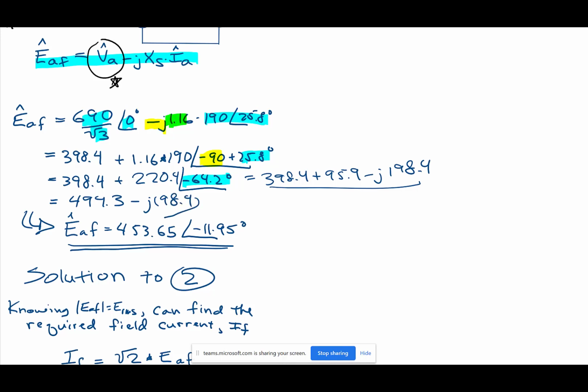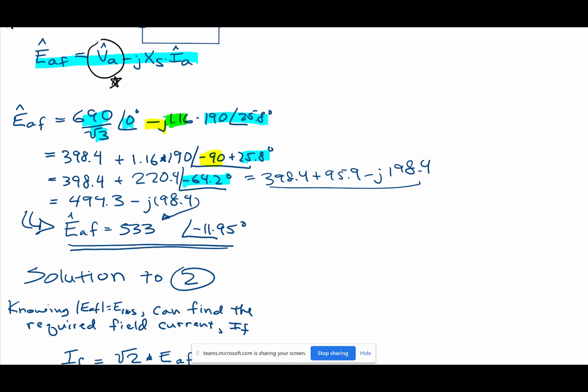And then let's convert it back into polar form by taking the sum of the squares, square root. 532.6. I'll just round it up to 533. And then the angle will be the inverse tangent of the ratio of the imaginary to the real.